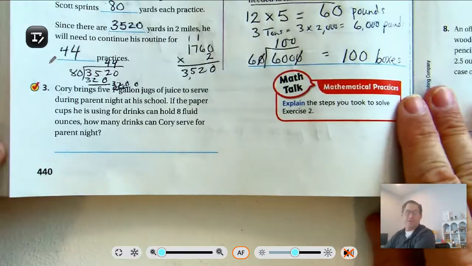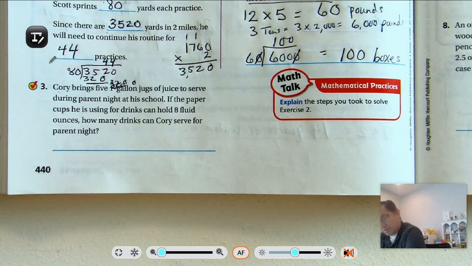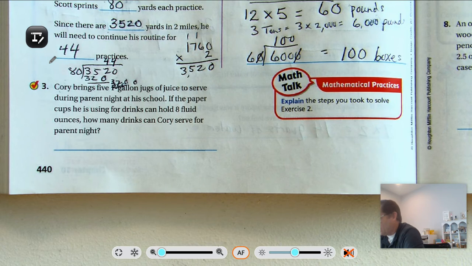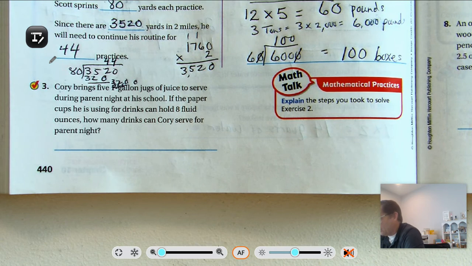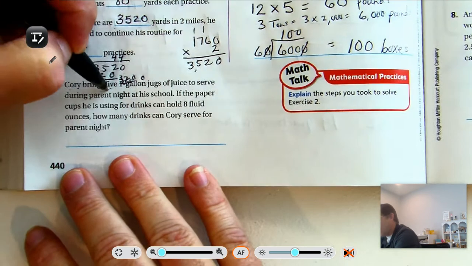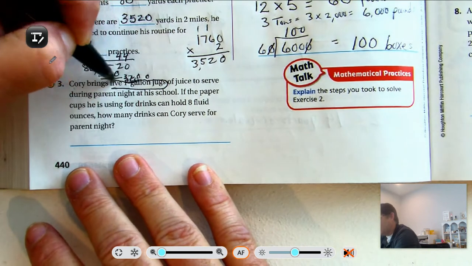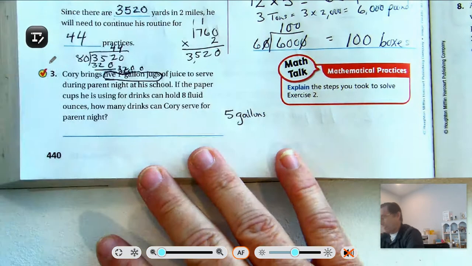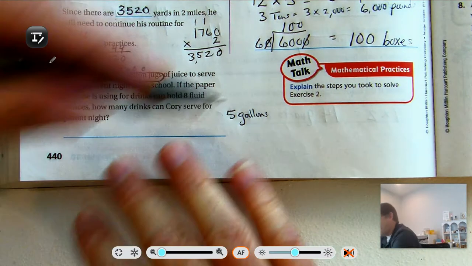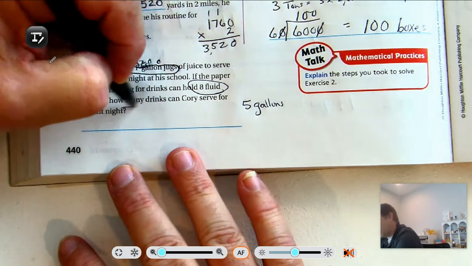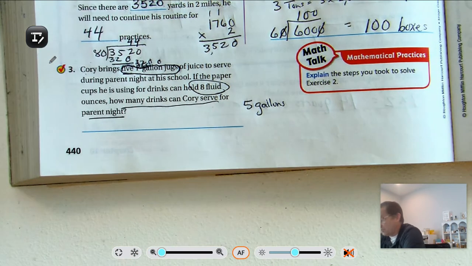And number 3, Corey brings 1-gallon jugs of juice to serve during parent night at his school. If the paper cups he is using for drinks can hold 8 fluid ounces, how many drinks can Corey serve for parent night? He brings 5 1-gallon jugs. So he has 5 gallons of juice, and each of the cups can hold 8 fluid ounces. How many cups or how many drinks can Corey serve?